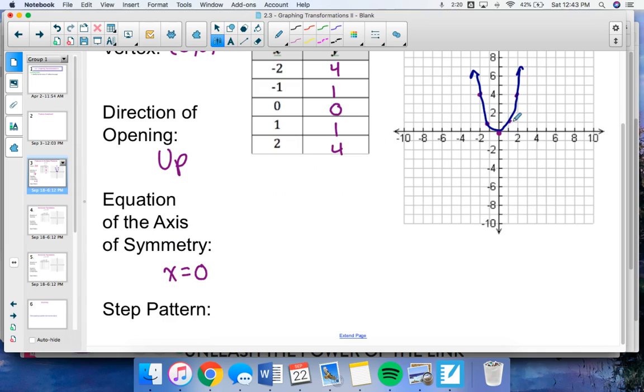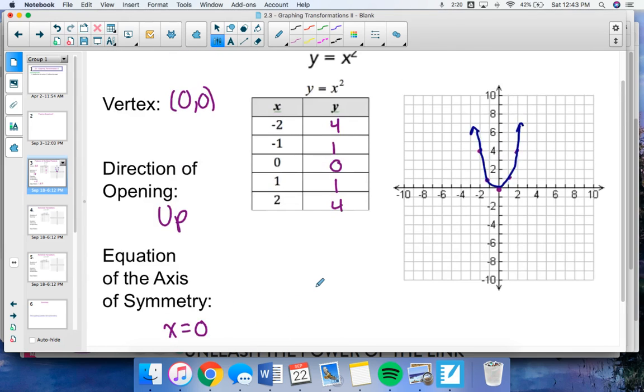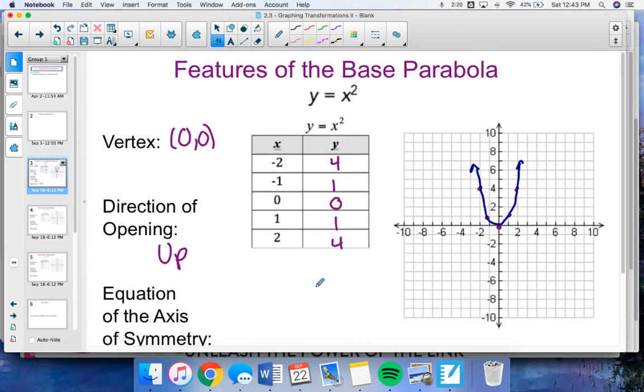Remember the step pattern? That is the steps we take to get to the nearest point, or the next point. So go up 1, over 1, up 3, over 1. So the step pattern for the base parabola of y equals x squared is 1, 3, and 5. Okay? So that's the base parabola.